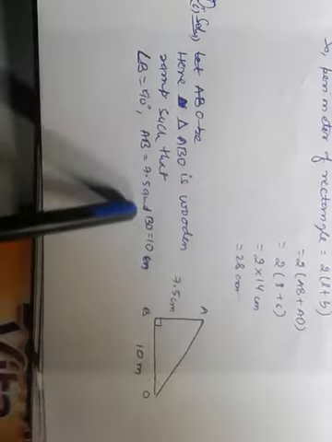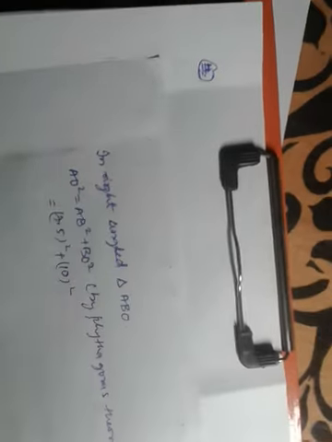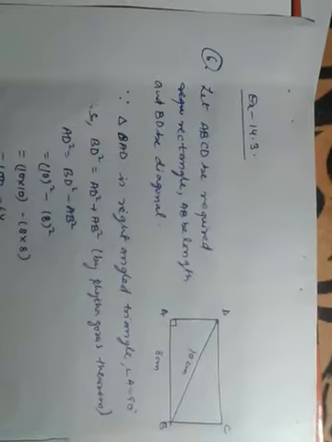You know how to find this. We go with the same formula, by Pythagoras theorem in a right angle triangle. So AB square, what is AB square? AB is 7.5, sorry, 7.5 square plus 10 square, isn't it? BO is 10 meter and AB is 7.5.